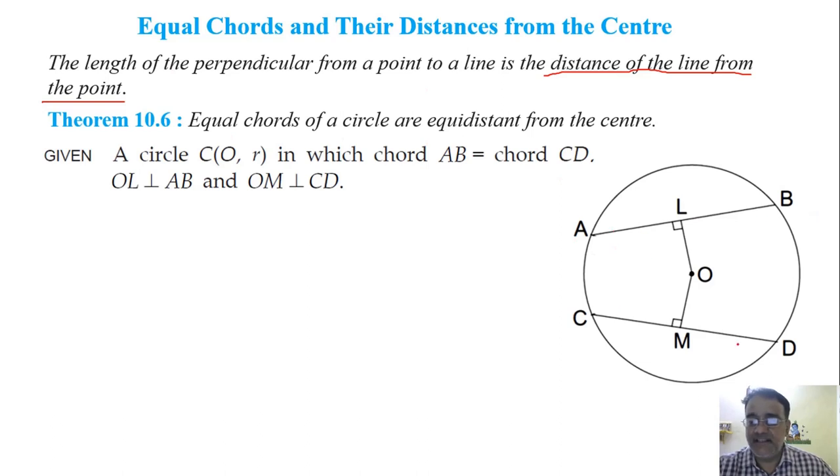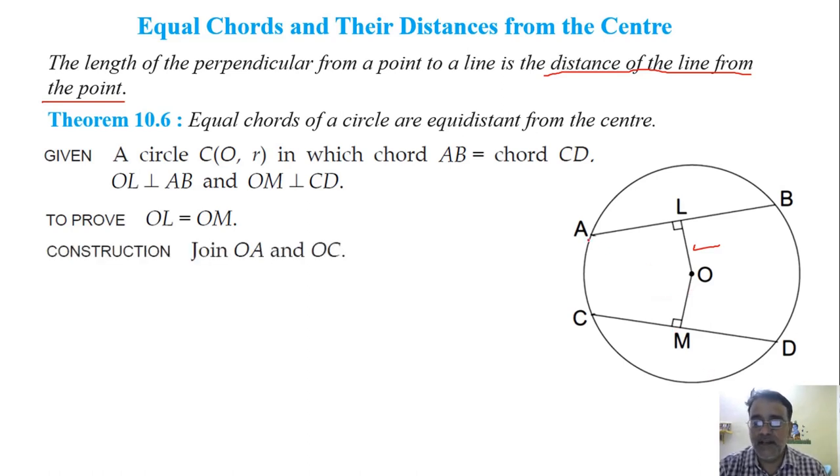AB and CD are equal chords. OL is perpendicular to AB and OM is perpendicular to CD. So OL is the perpendicular distance of AB, and OM is the perpendicular distance of CD. We have to prove that these two are equal. Okay, so let us start with the construction.